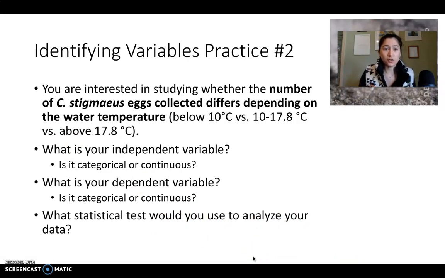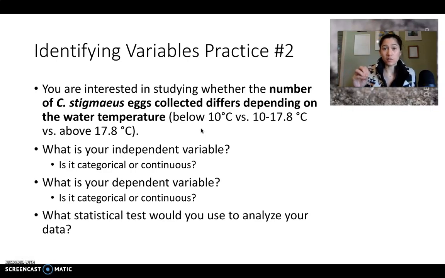Let's move on to the second practice scenario. And here it's very similar. We're still looking at the number of eggs collected, whether that differs depending on the water temperature. But now if you note, this part here is different. Now we've said we're going to specifically investigate water temperature below 10 degrees C, between 10 and 17.8 degrees C, or above 17.8 degrees C.